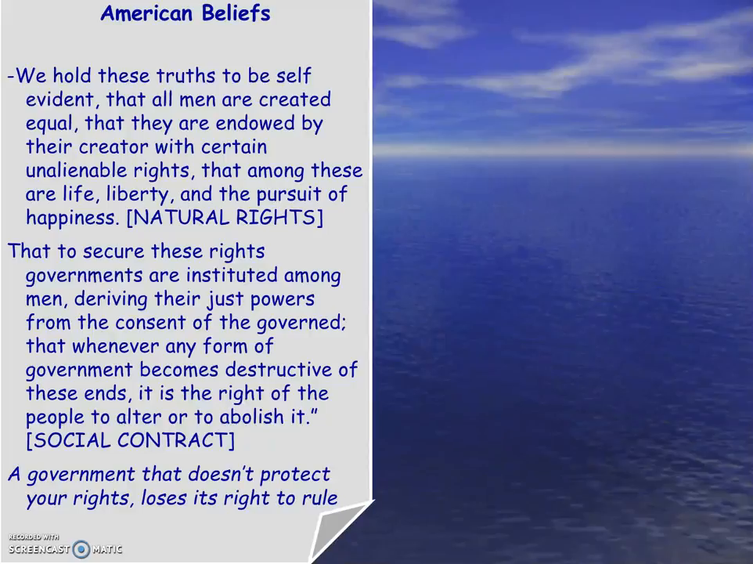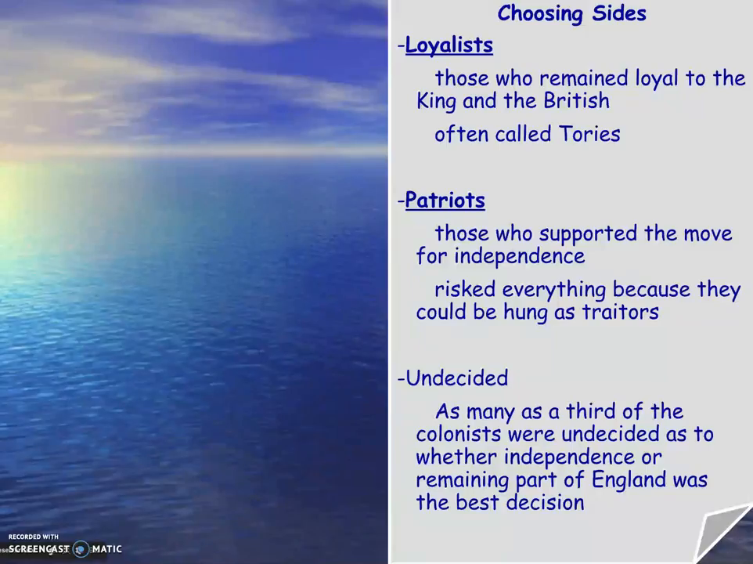Now this second part, talking about securing these rights, that governments are instituted and they derive their powers from the consent of the governed. Okay, guys, right there, that whole little section there, and that any time that the government becomes destructive, that it is the right of the people to alter or abolish it. That's John Locke's social contract. So you see those ideas clearly reflected in here.